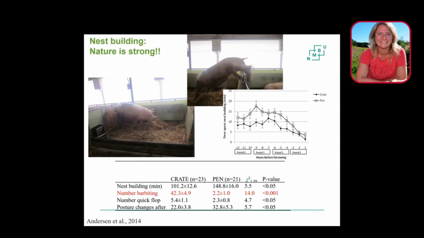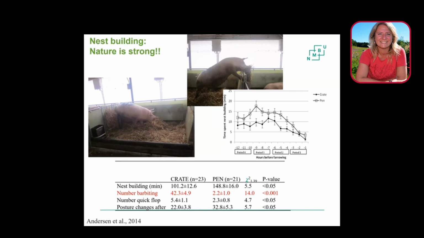And this table shows results from experiments that I did together with Lene Juul Pedersen in Denmark. It shows that although crated sows got exactly the same amount of nest building material, we still see more bar biting in the crate, and they spend less time nest building, and they also have more quick flops, which is a behavior that is causing more piglets to be crushed.